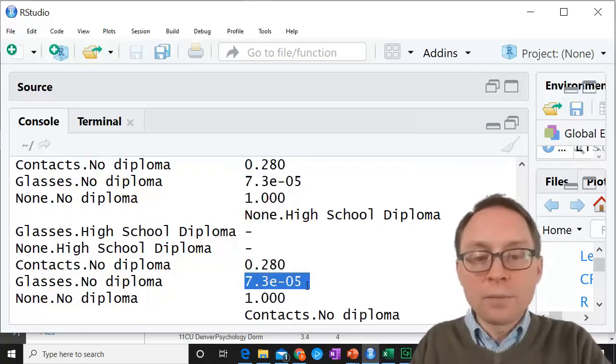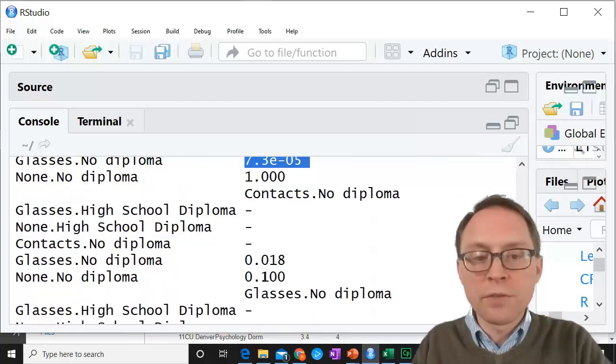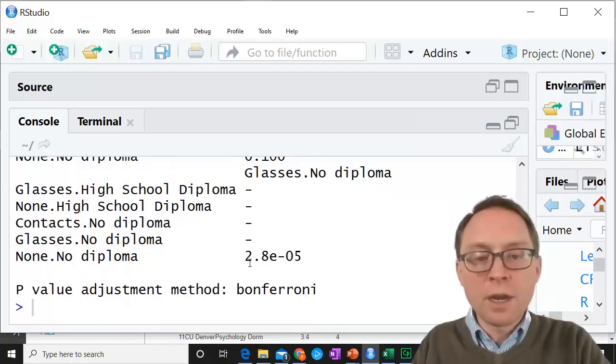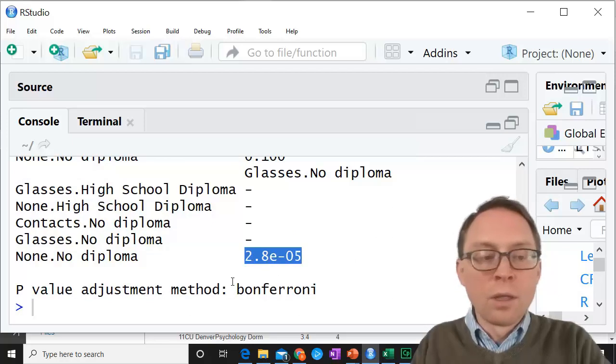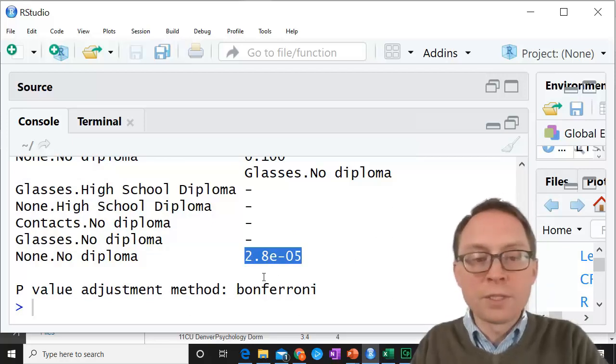Glasses with no diploma, right there, compared to neither contacts nor glasses high school diploma. Glasses with no diploma is the only significant difference. And right here, glasses with no diploma compared to contacts with no diploma is the only significant difference there. And then finally, glasses with no diploma compared to none with no diploma, that's a significant difference.